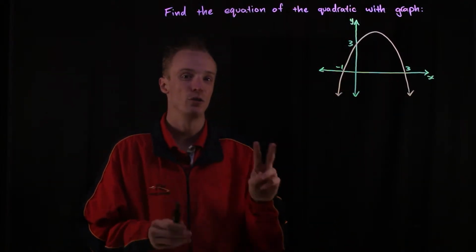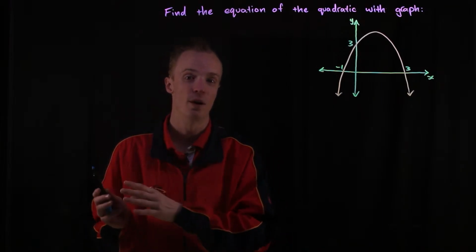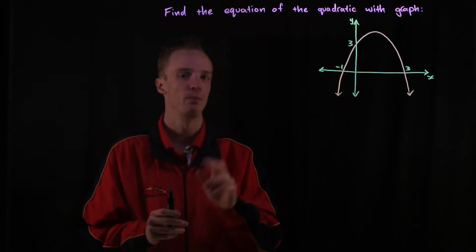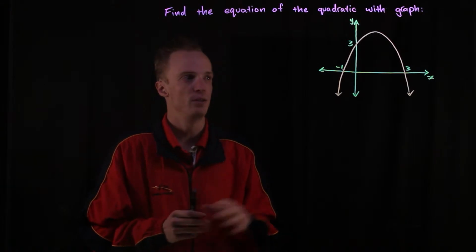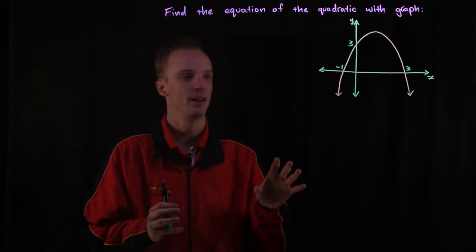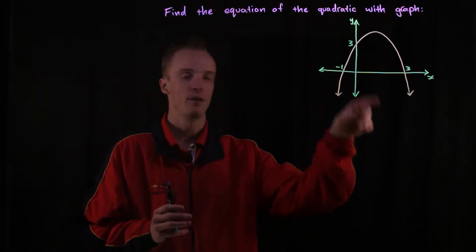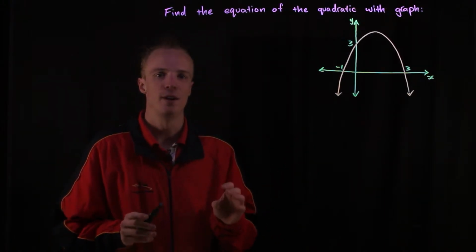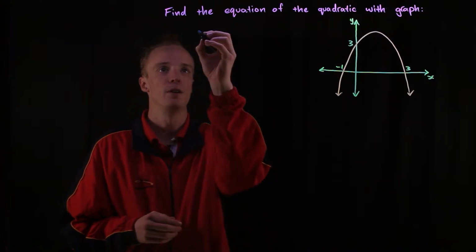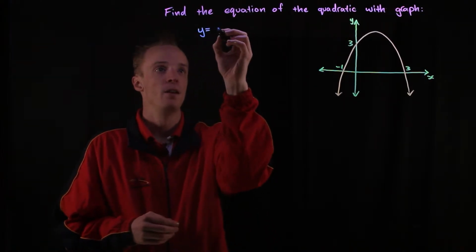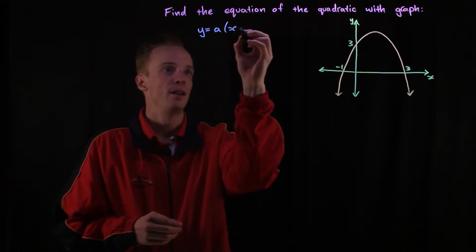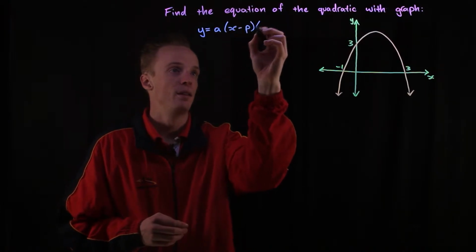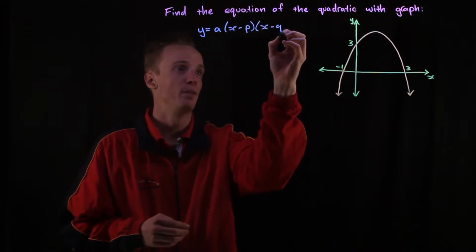Now, if you've got the two roots and a third point, which doesn't have to be the y-intercept, but a third point, we can actually use this information to determine what the exact quadratic of this graph must be. What we're going to do here is use the factorized format of the graph, because we know the factorized format of y equals a, x minus p, x minus q.